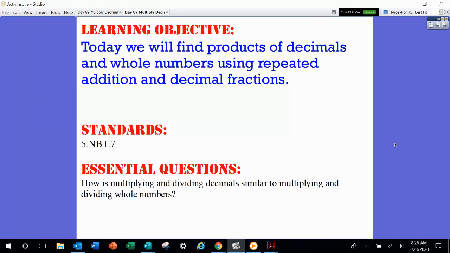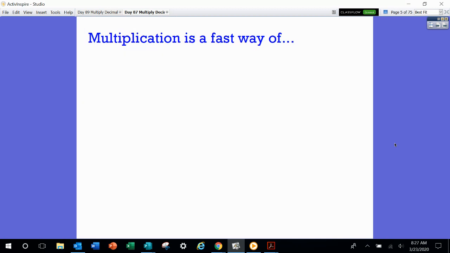Today, our goal is to find the products of decimals and whole numbers using repeated addition and decimal fractions. So this is going to use what we just did with adding decimals here. Okay, so let's remind ourselves a little bit that multiplication is a fast way of what? Go ahead and say it out loud at your computer. A fast way of adding numbers, just like division is a fast way of subtracting.